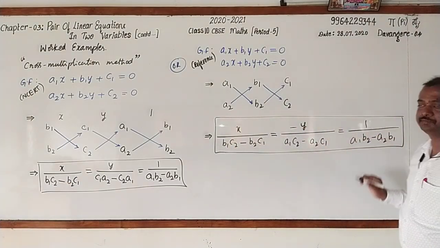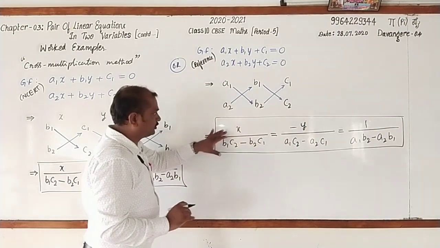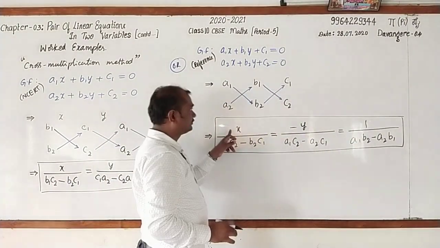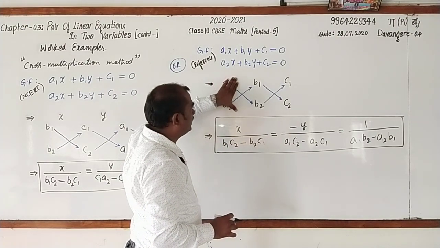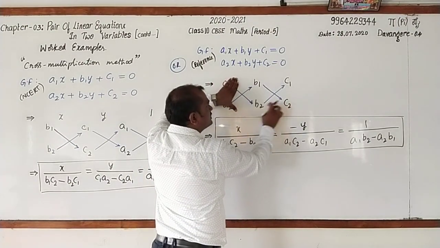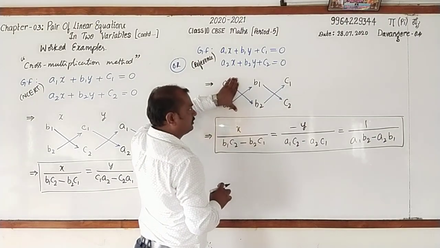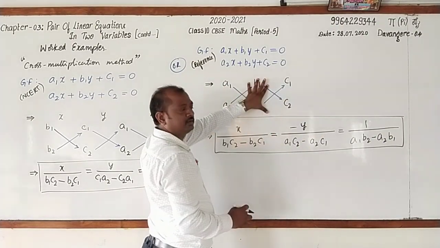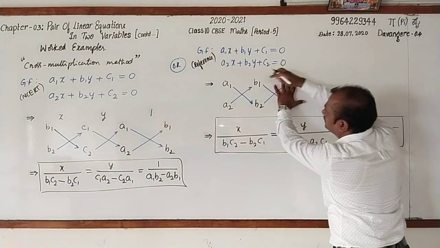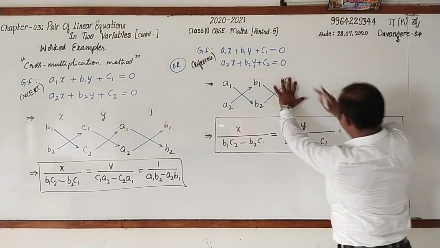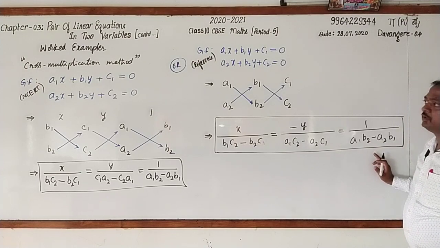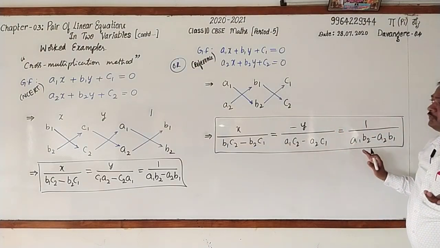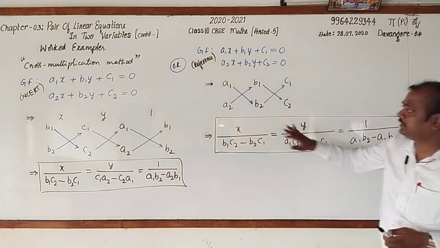Once I repeat this. With respect to x, it is very important: x by, leave A1 and A2, remaining B1 C2 minus B2 C1. Minus y by A1 C2 minus A2 C1. And constant 1 by A1 B2 minus A2 B1. Could you tell which method you find easier? Certainly the second one.